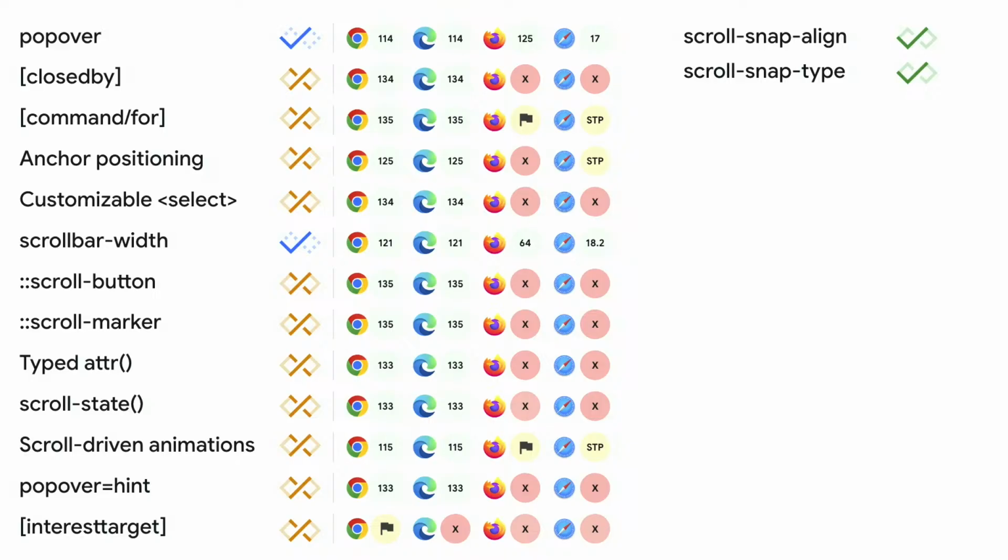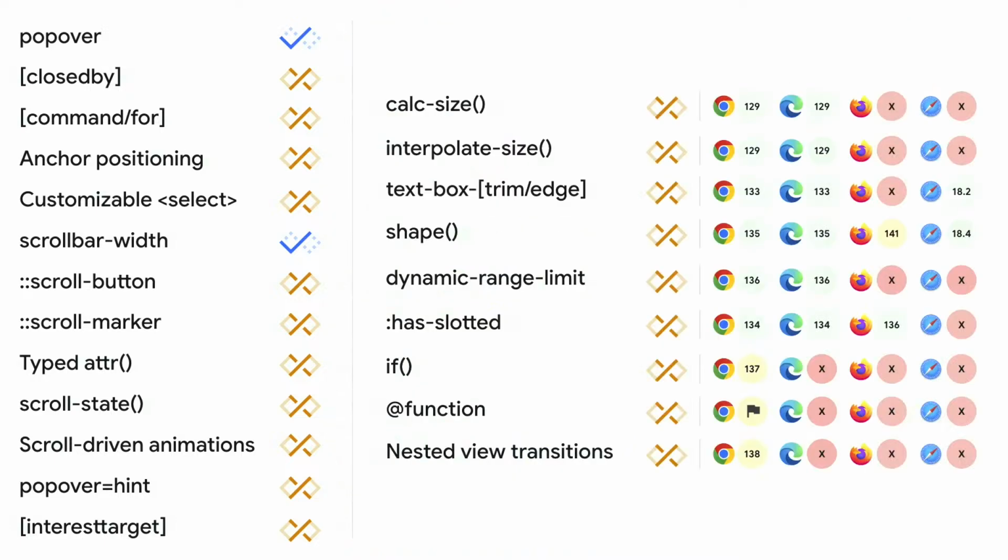We also have a ton of other awesome features that we've landed or are working on landing soon in the web platform, like calc-size and interpolate-size for animating from height 0 to auto. That wasn't possible before. All of these really cool new text box trim properties, text-box-trim and text-box-edge for typography. The new responsive shape function, if you haven't seen that one yet, that one's really great. CSS logical if and CSS functions. That if is coming out in 137. I'll be writing about that soon.